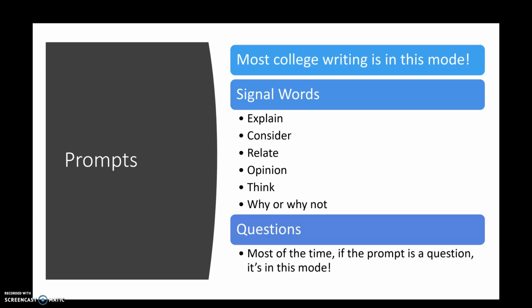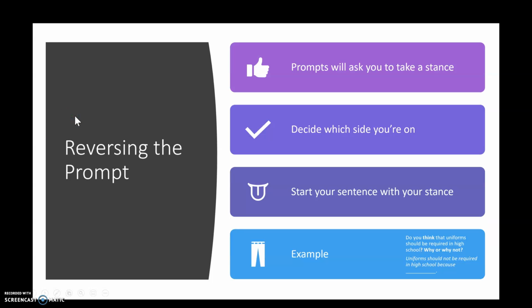What do you make of? How do you feel about? Those sorts of things are asking you to make a claim. I feel X. And then explain why, which is how you find your thesis statement. So reversing the prompt, prompts will pretty much always ask you to take a stance, especially for persuasive, but for both persuasive and argumentative. So the first thing you want to do is decide what side you're on.